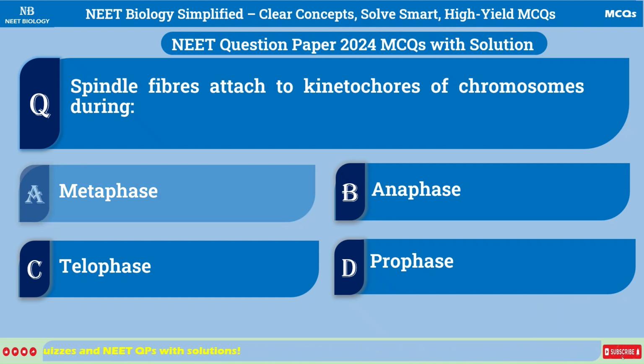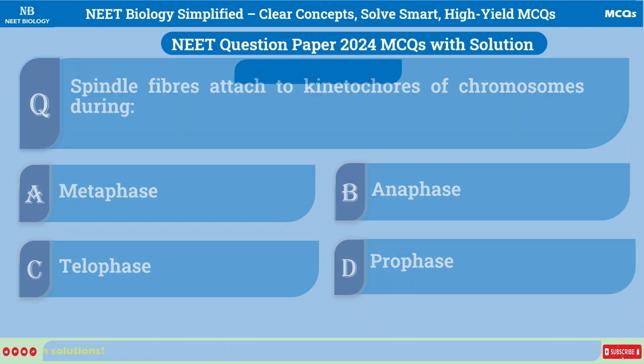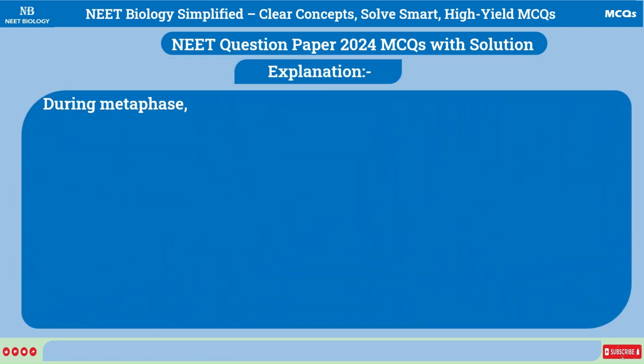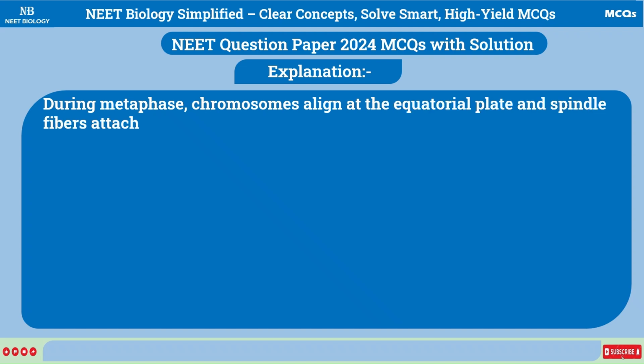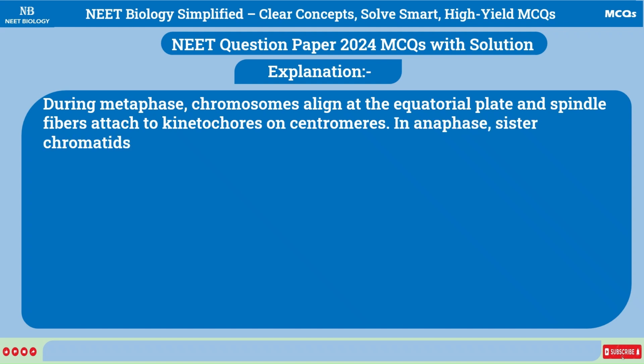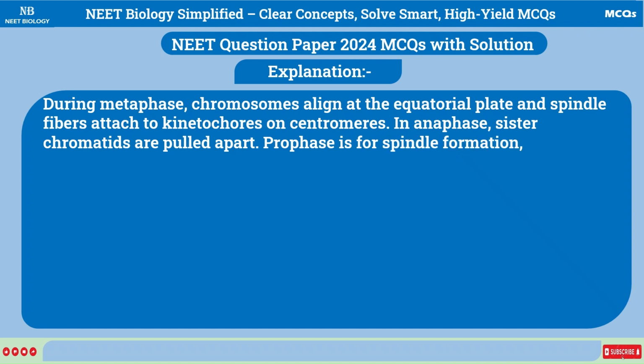Correct answer A. Metaphase. Explanation: during metaphase, chromosomes align at the equatorial plate and spindle fibers attach to kinetochores on centromeres. In anaphase, sister chromatids are pulled apart. Prophase is for spindle formation, not attachment.